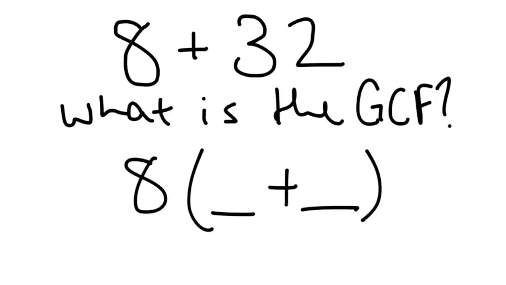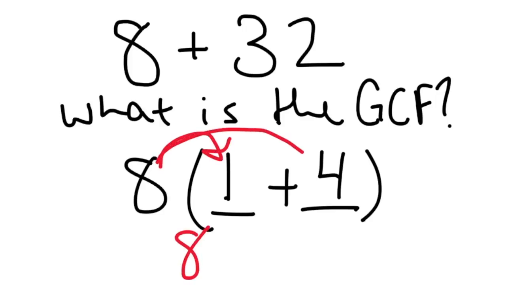So now we're going to write 8 times the quantity of something plus something. And the first term has to be 8 times 1, and the second one has to be 8 times 4, so that it comes out the same way. And we can check our work by doing the distributive property. 8 times 1 is 8, plus 8 times 4 is 32. We got back to the original problem. That means that we factored it correctly.